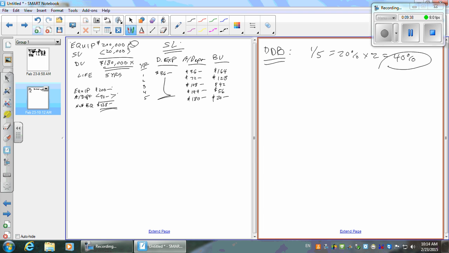In this case, what if you had a 4-year life? What would you do? 1/4 is 25%. Double it would be 50% a year. Not kidding. What if you had a 10-year life? 1/10 is 10%, double it would be 20% a year. So what happens is in the early years you have lots of depreciation.